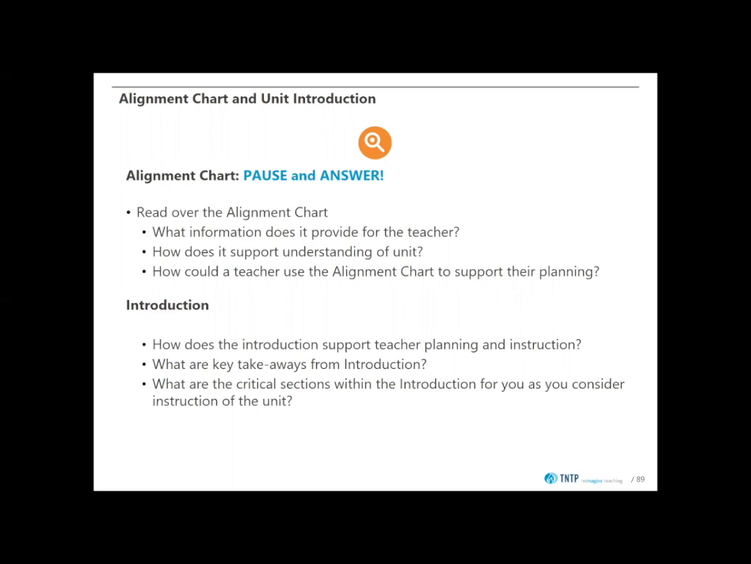Once you've done this work, please look at the introduction and answer the questions: How does the introduction support teacher planning and instruction? What are your key takeaways? And what are the critical sections within the introduction for you to consider as you think about teaching the unit? Remember, this is your first opportunity to really get familiar with a unit and how it might work for you. Please press play when you're ready to move on.